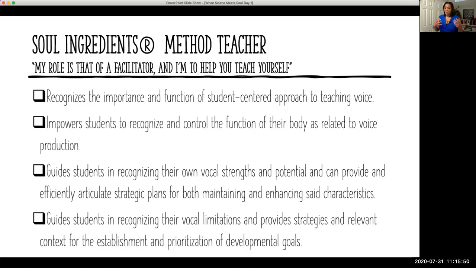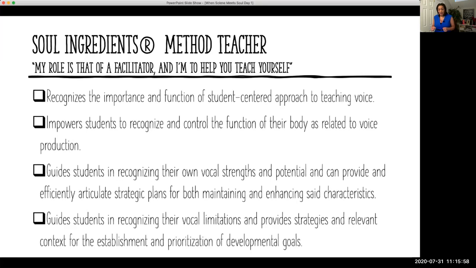We're trying to provide efficient and articulate strategic plans that will help maintain and enhance the characteristics that they already possess. Right? We're not going to start with, oh, this is where you need to be. Hey, no, let's start with, where are you? Who are you? How can we enhance that sound so that you can be and maintain your authentic self?